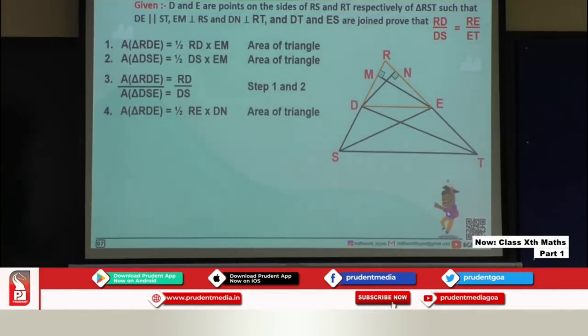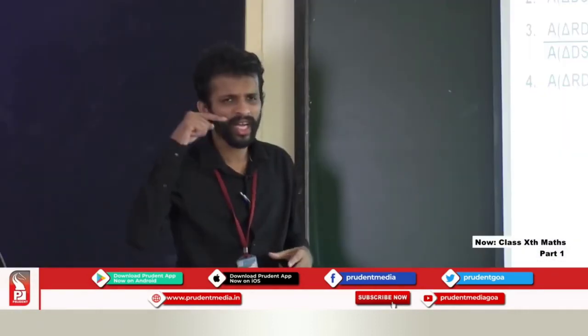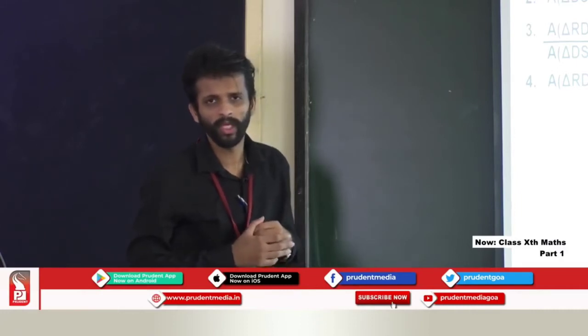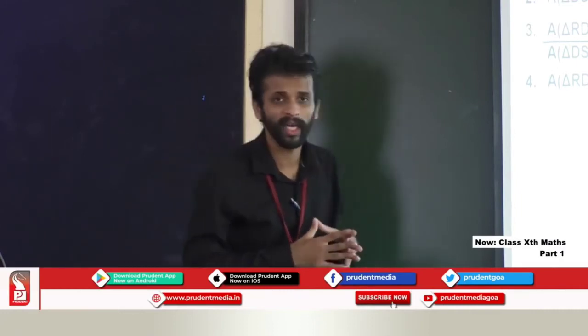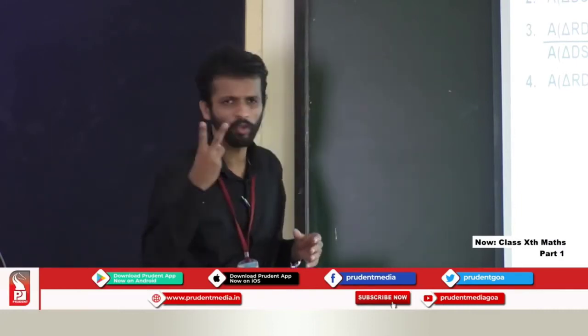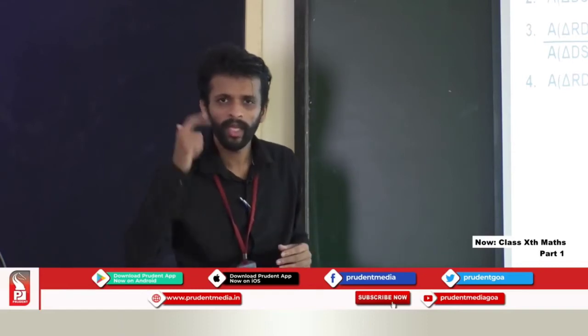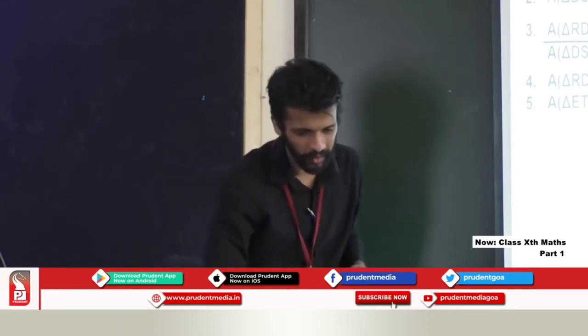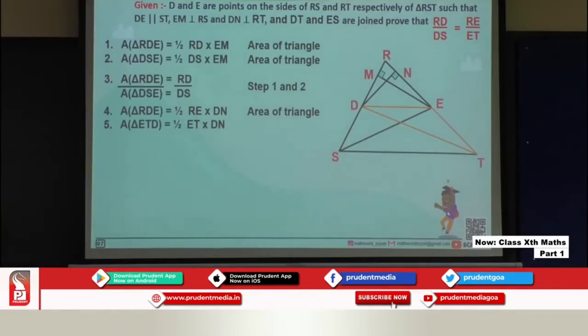Reason, area of triangle. For the fifth step, we will consider this triangle, that is DTE. So area of triangle DTE will be, can you try and check what would be the base and the height? I'm sure you can, right? 2 seconds to think about it. 1, 2, done. So area of triangle ETD will be half ET multiplied by DN.